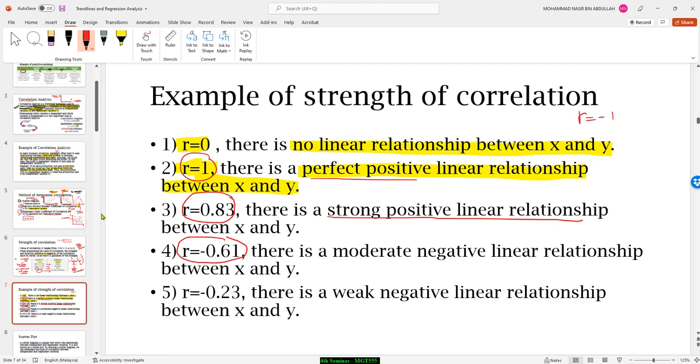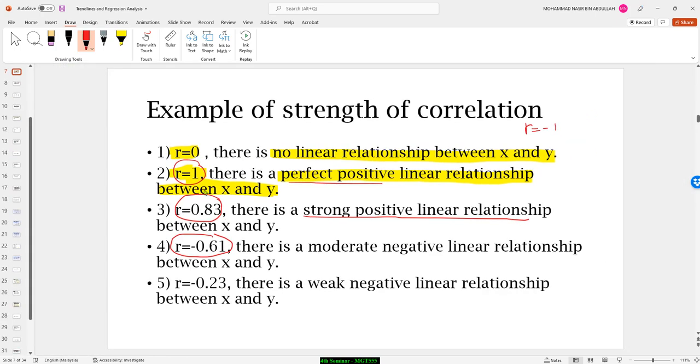If R is negative value, -1 is a perfect negative linear relationship. So now kita tengok dekat sini, R is equal to 0.83, there is a strong positive linear relationship between X and Y. Number 4, R is equal to -0.61, right? So there is a moderate negative linear relationship. Sebab dia ada negative, right? If R is equal to -0.31, there is a weak negative linear relationship.